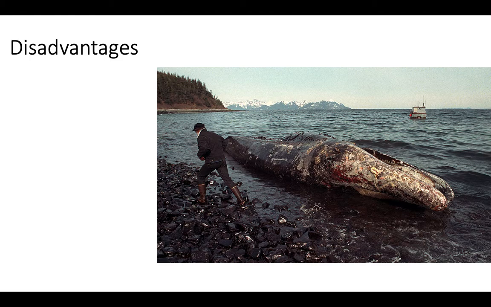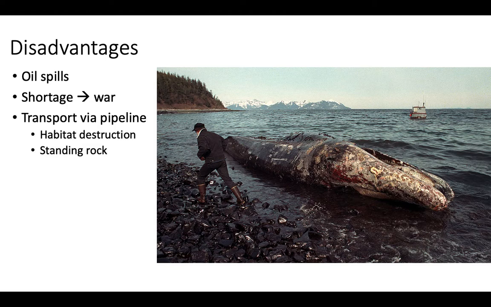The disadvantages, however, are, you could probably guess, oil spills are extremely detrimental to ecosystems. Shortages of oil can lead to war. You can transport it via pipeline, but with leakage and stuff like that, it can lead to habitat destruction, habitat fragmentation, and also infringement on indigenous lands, which I'll talk about in a little bit.